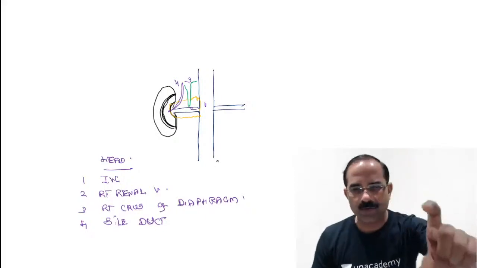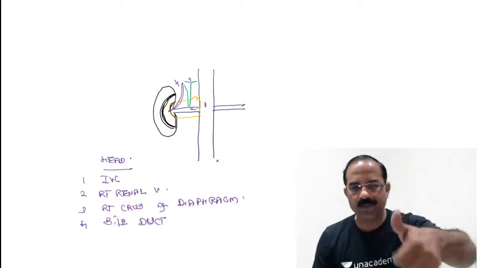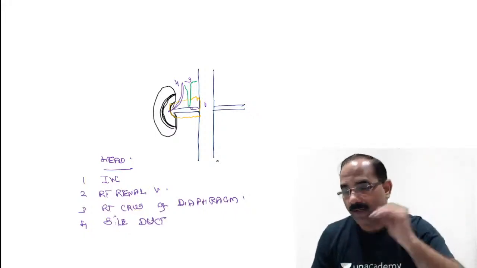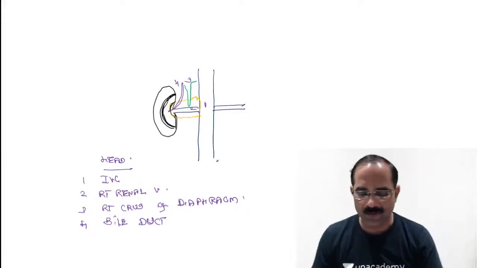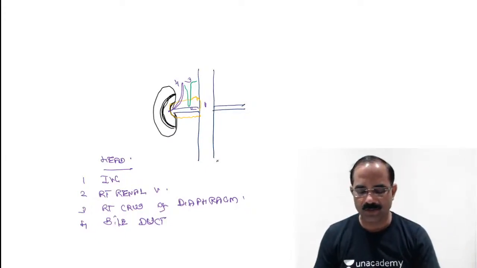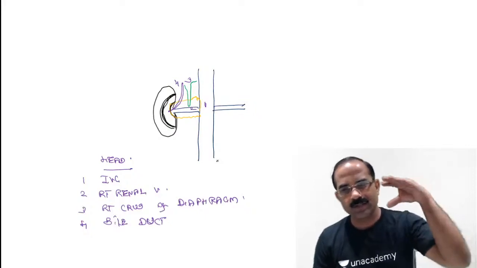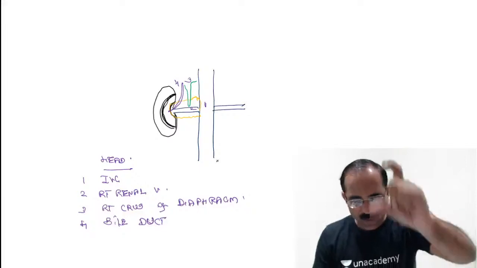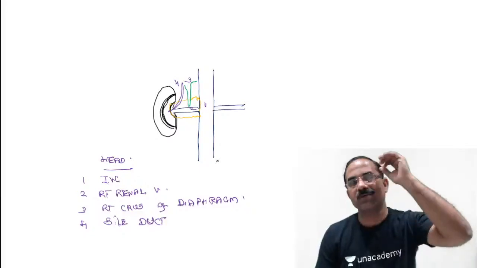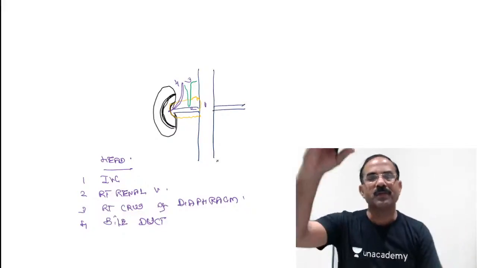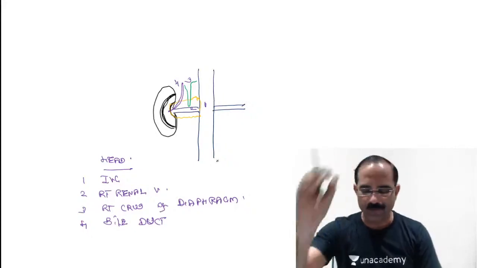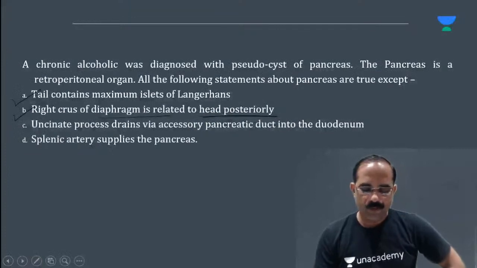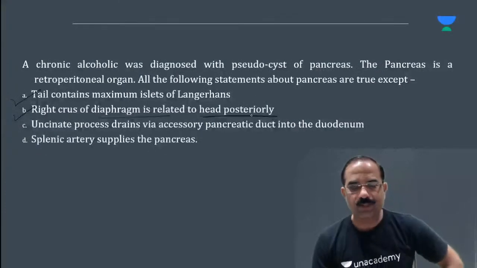Posterior relations of the head of the pancreas: one is the IVC, the right renal vein, the right crus, and the bile duct. Can anyone tell me what are the anterior relations of the head of the pancreas? Someone crosses the pancreas here. That's the transverse colon and mesocolon. So anterior relations of the head of the pancreas are the transverse colon and mesocolon, and the first part of duodenum. Okay. Coming back, so right crus of the diaphragm is posteriorly related to the head.